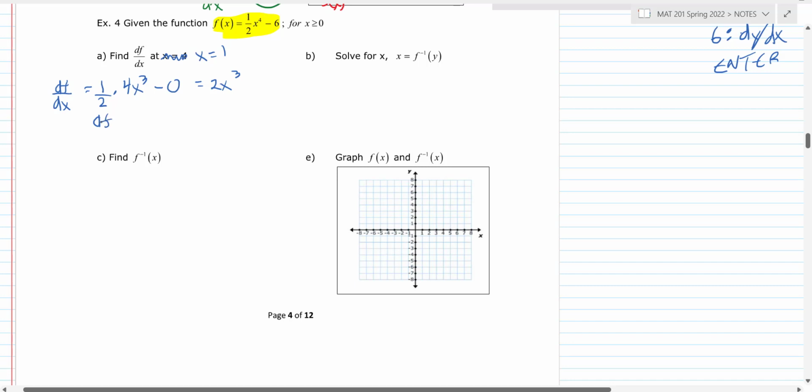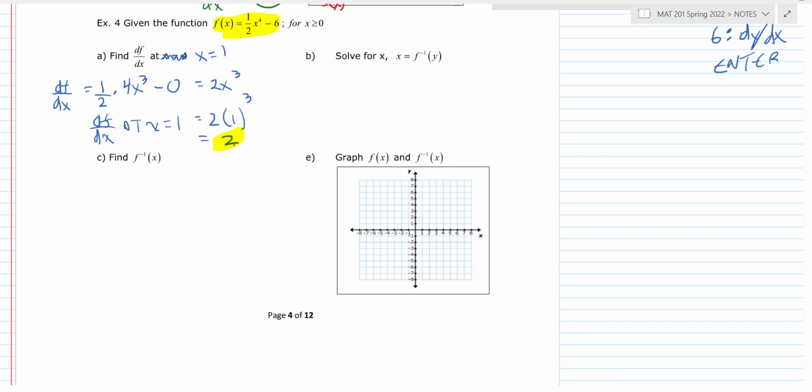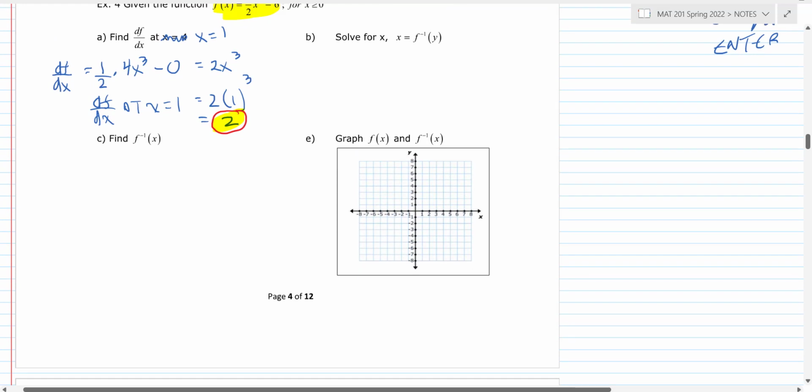And then if we evaluate this derivative at x equals 1, we get 2 times 1 to the 3rd. So we get 2. So we get the same slope that we had on the other problem. It's just a coincidence. Okay, so we have that then.